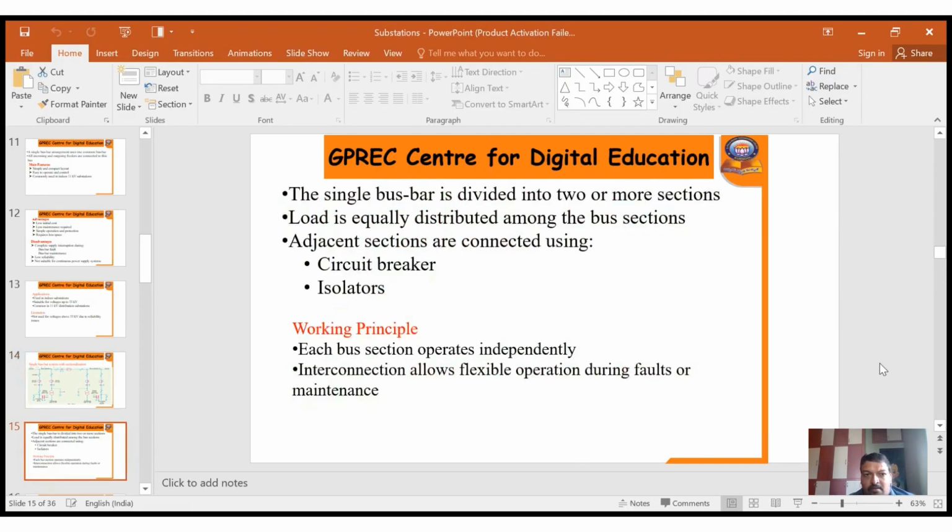The single bus bar is divided into two or more sections. Load is equally distributed among the subsections. Adjacent sections are connected using isolators and circuit breakers. Each bus section operates independently. Interconnection allows flexible operation during faults or maintenance. So this is about the single bus bar system with sectionalization.